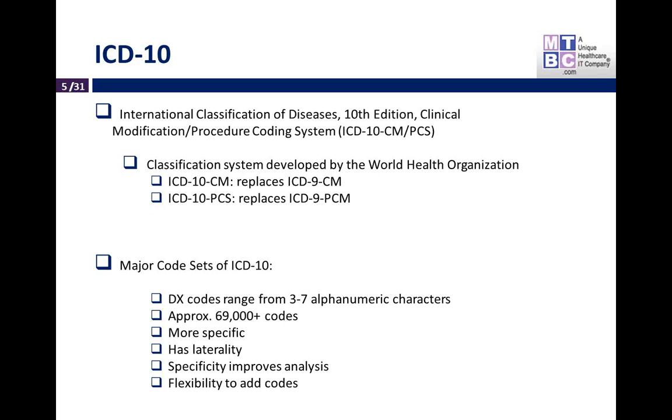So ICD-10 codes will range from 3 to 7 alphanumeric characters. There will be a massive increase in the codes as they will increase from 14,000 to approximately 69,000. They will be more specific and will have the flexibility to add more codes.